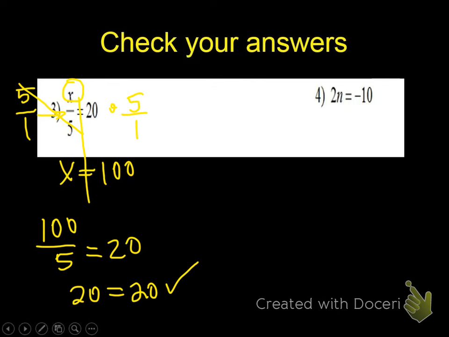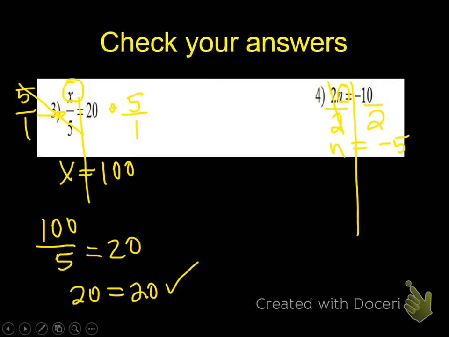On number 4, again, let's draw our line. Circle the variable n, because that's what we're solving for. We have 2 next to n, or 2 times n. Remember, a number next to a variable means to multiply. The inverse of multiplication is division, so we're going to divide both sides by 2. These 2's cancel and leave us with 1, or just n, and n equals negative 5.